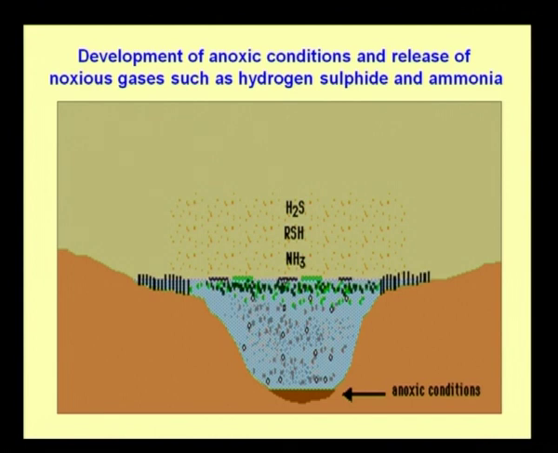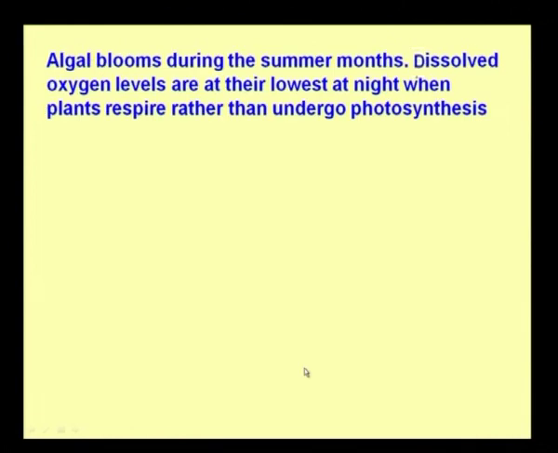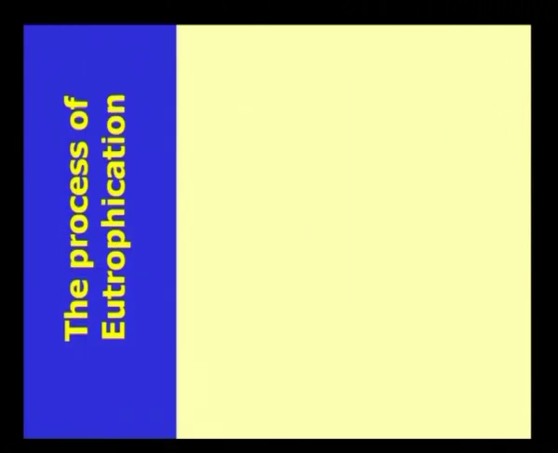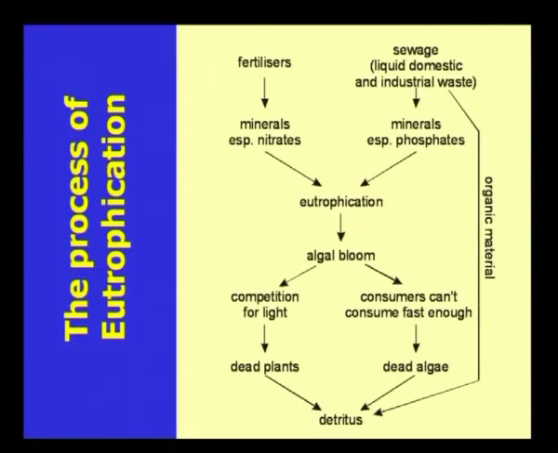So, the only remaining things are the algae, a large amount of hydrogen sulphide, ammonia and other gases, and a large amount of anoxic sedimentation also. Therefore, the ultimate result is algal blooms during the summer months, and the dissolved oxygen levels are at their lowest at night when the plants are respiring rather than undergoing photosynthesis. Because the plants do not have sufficient oxygen, they respire rather than photosynthesize, and so this can be explained by this algorithm also.